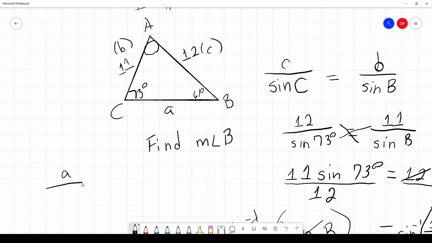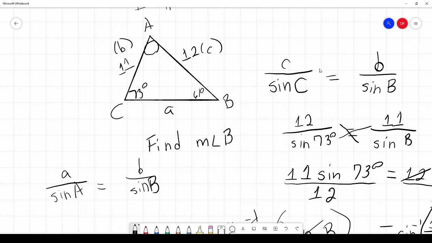So you would set it up like this: A over the sine of angle A, which you can figure out easily once you find angle B. And then you could use either B or C. So let's say we use B. So you would just use law of sines again to find the final side right here. Okay, and when you're finding a side, it's actually a little bit easier because you don't have to use inverse trig functions.